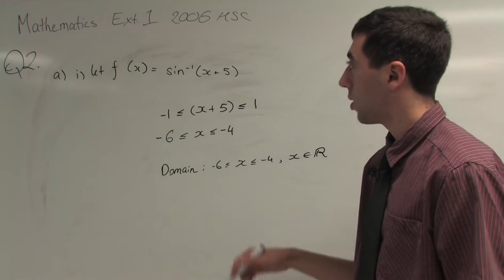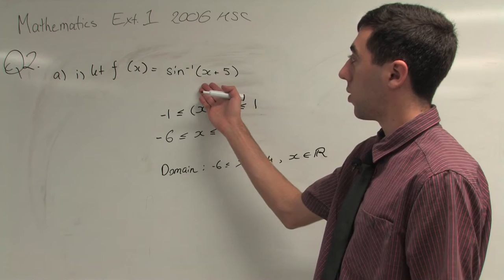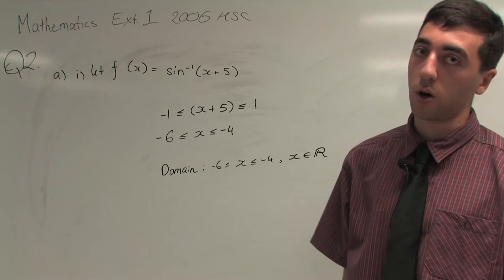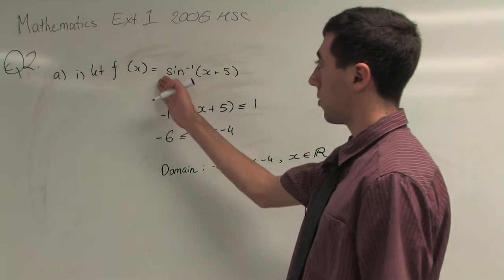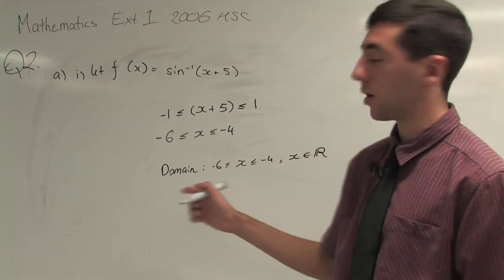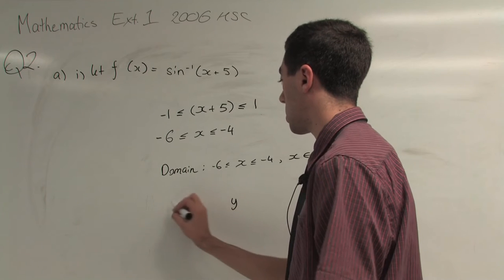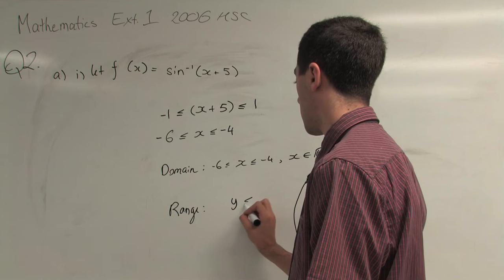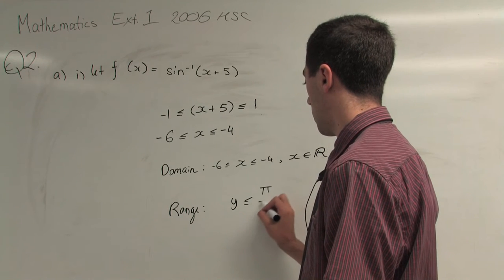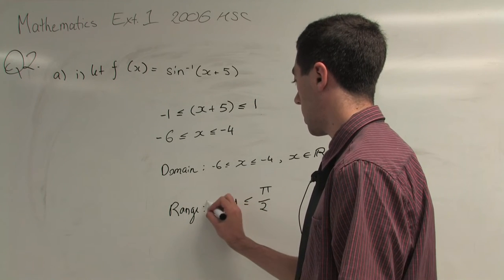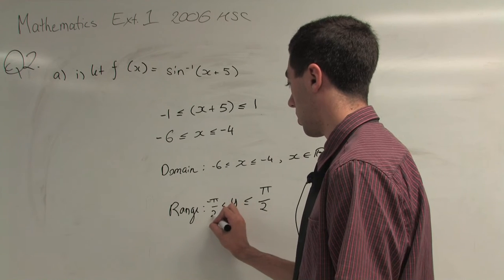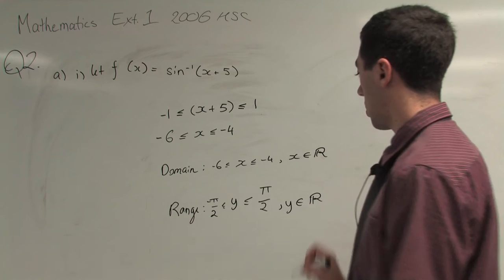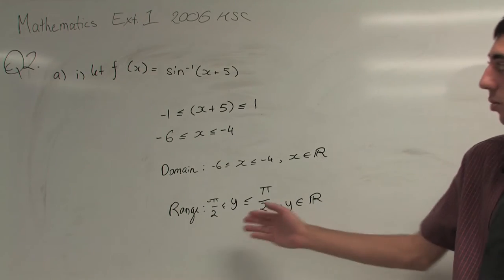Now for our range, we know that because it's just a single x and all that, sine inverse should be between pi on 2 and minus pi on 2. Because there is no extra constant outside, we know that y for our range should strictly be between pi on 2 and minus pi on 2. And again, we can quote that y is an element of the real numbers. So those are your two answers for part 1.